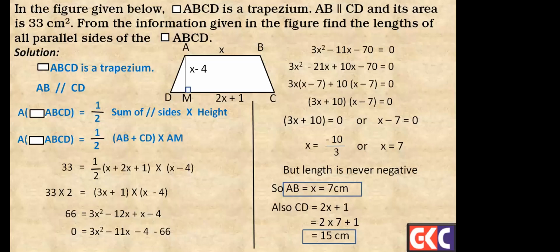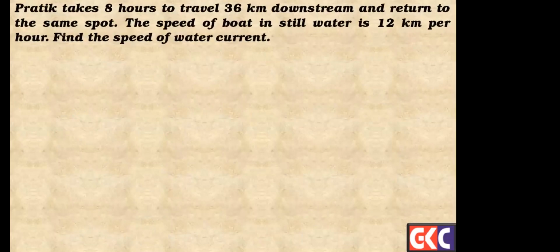So shall I proceed? Hopefully no issues, no doubt. Okay, fine. So we'll move on with the next sum. Now in this next sum, we are talking about Pratik. Pratik takes 8 hours to travel 36 kilometers downstream and return to the same spot. The speed of boat in still water is 12 kilometers per hour. Find the speed of water current.